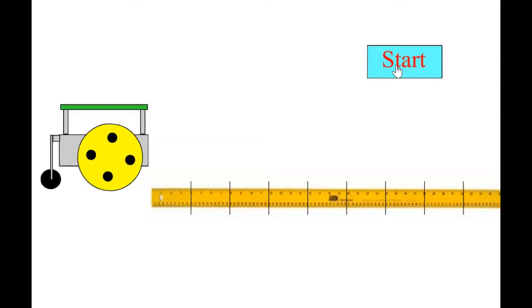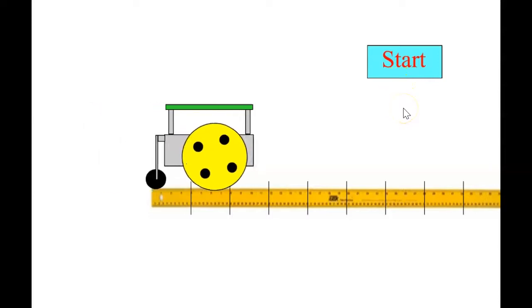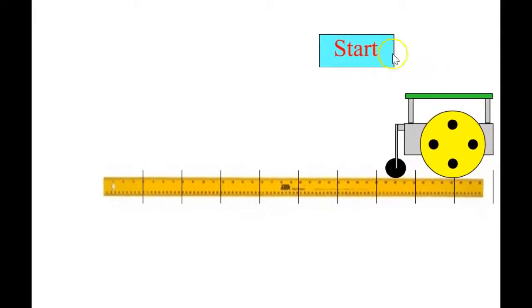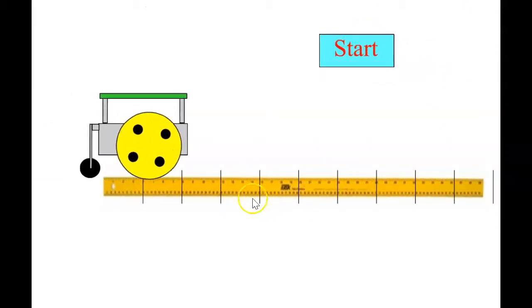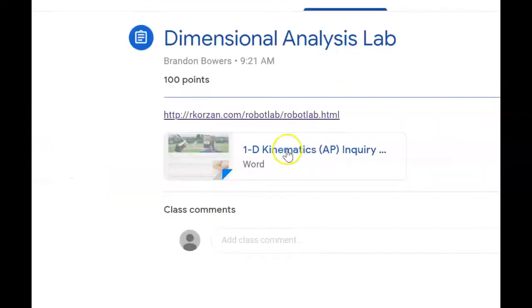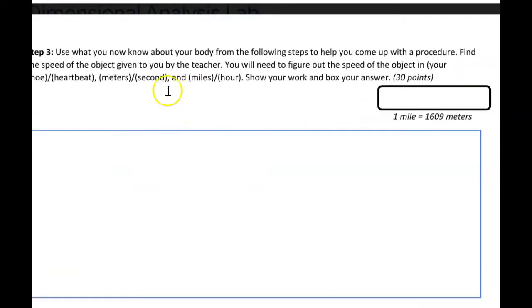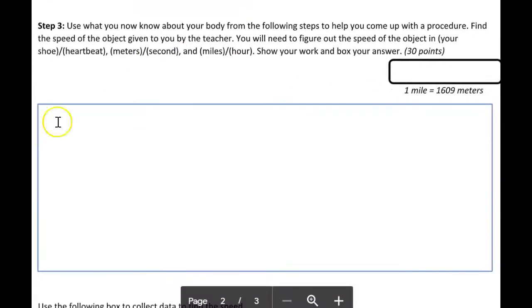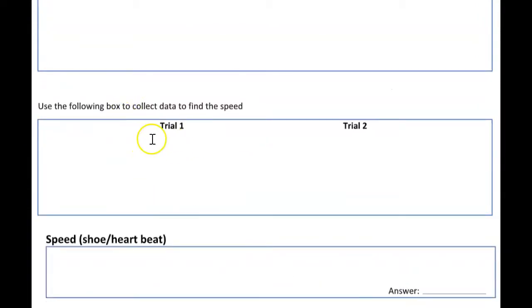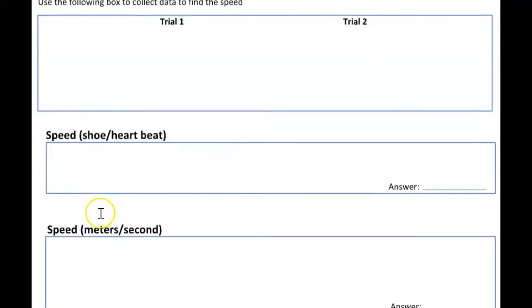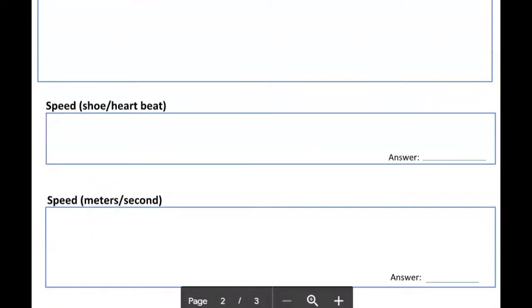You can use your phone as the timer. So meters per second. You would get your data and stop. Boom. There we go. That is how you would do the meters per second. Then you will have to do 2 trials of that. And then you're going to have to do some conversions. So shoe per heartbeat, what that would look like.